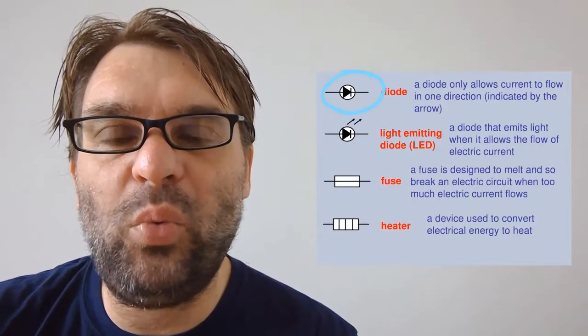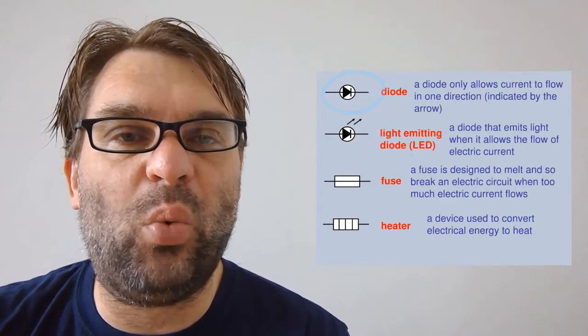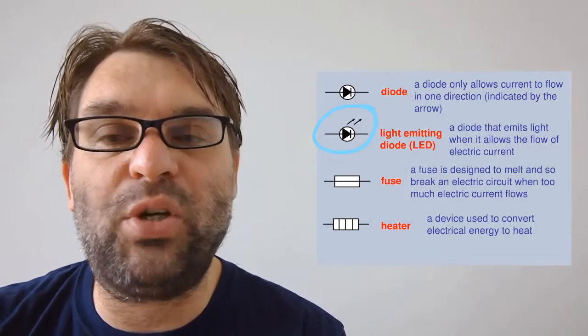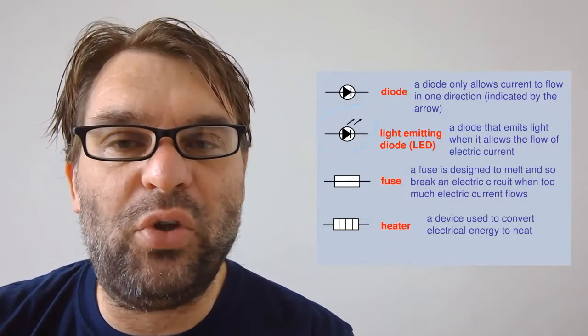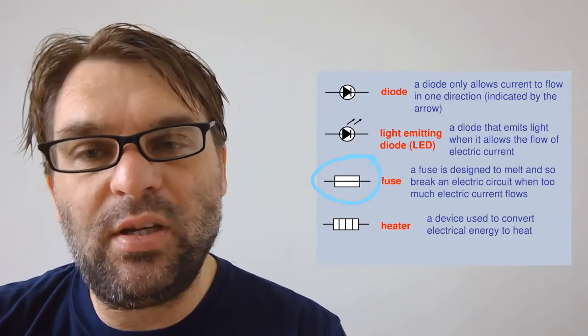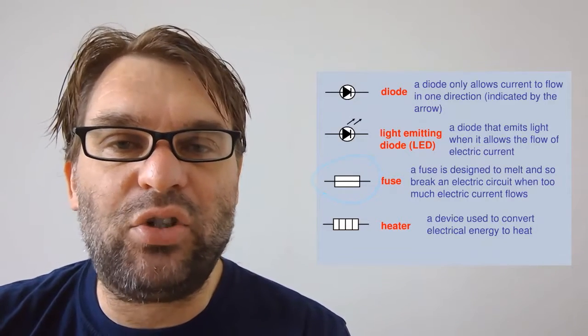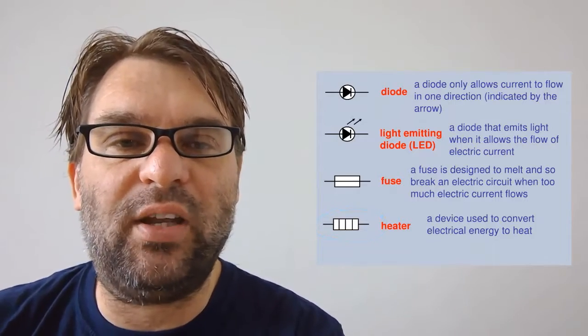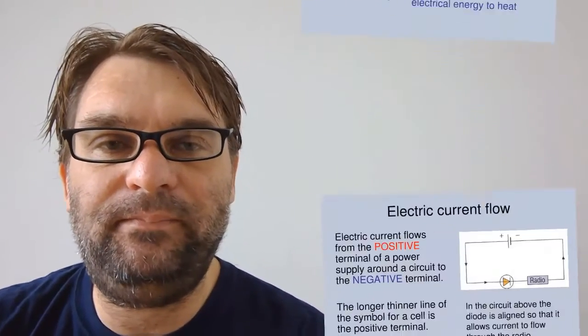We have the diode, which only allows current to flow in one direction, indicated by the arrow, and a special one, the light-emitting diode, which emits light when the current flows through it. We have fuses, which of course melt if the current gets too high, and a heater, which converts the electrical energy of a circuit into heat energy.